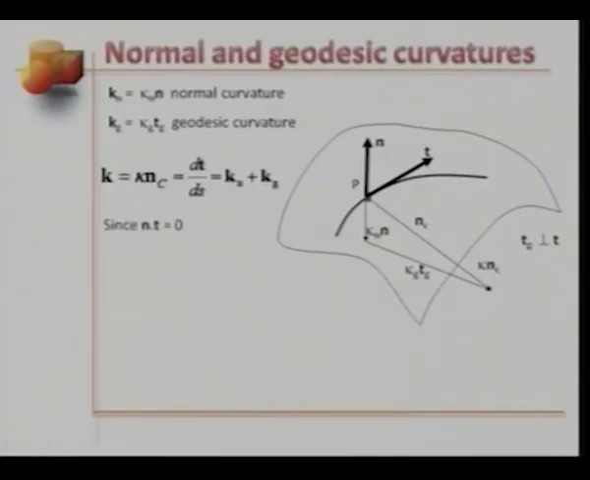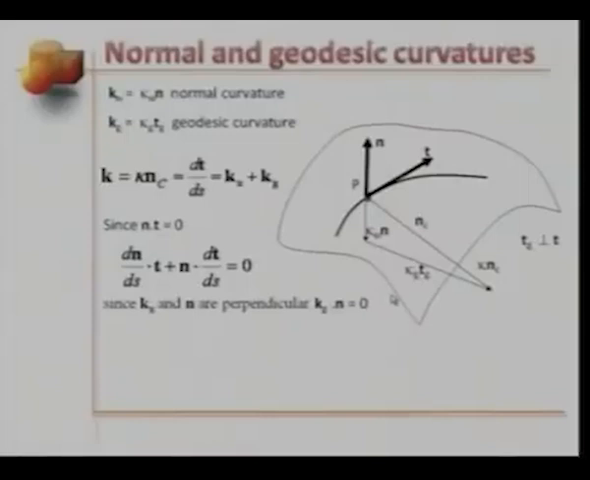Now we know that this normal and this tangent are perpendicular, so n dotted with t is equal to 0. We differentiate this one time with respect to the arc length parameter s. So we have dn over ds dotted with t plus n dotted with dt over ds equals 0. All we have done is differentiate this expression with respect to s.